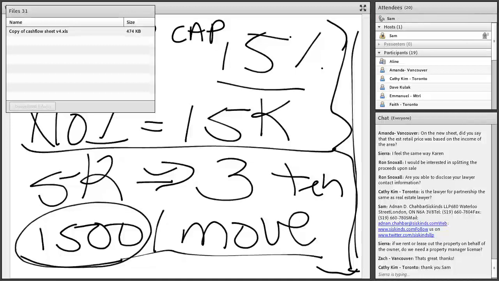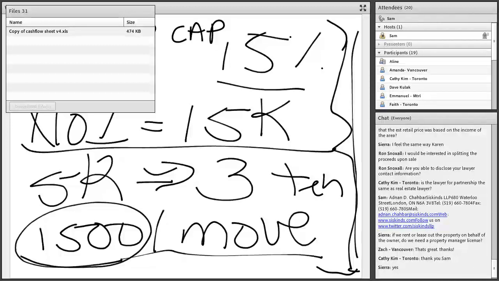Okay, if we rent or lease out the property on behalf of the owner, do we need a property manager's license? So Sierra, if you're doing that, depending on the area that you're in, technically I would say no, but I don't want to say that. I want you to research that by having someone check it for you in your region or area. Because if you're talking about a sandwich lease option, could someone argue that you're being a property manager? They could. Do you need to be licensed as a property manager? I want to say no, but I would want you to check it out.